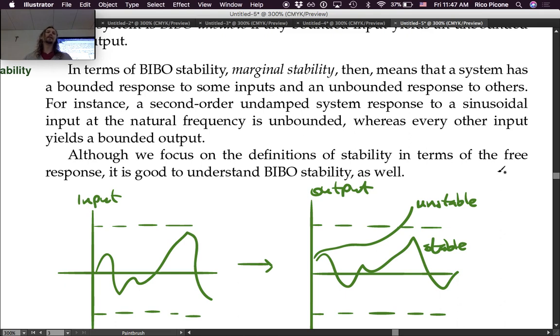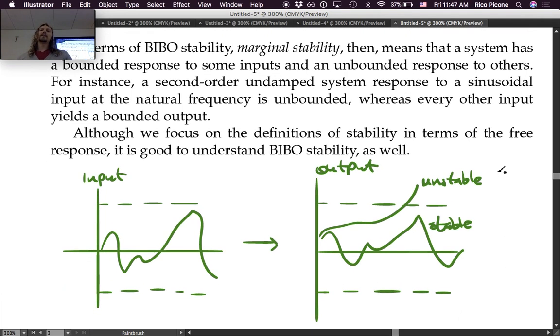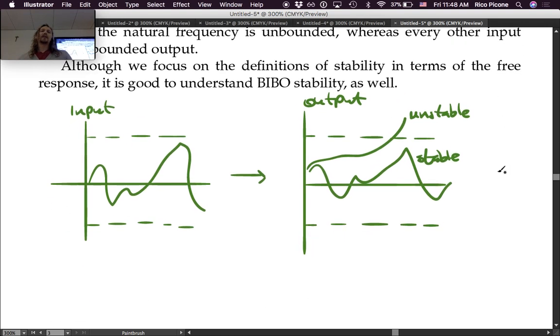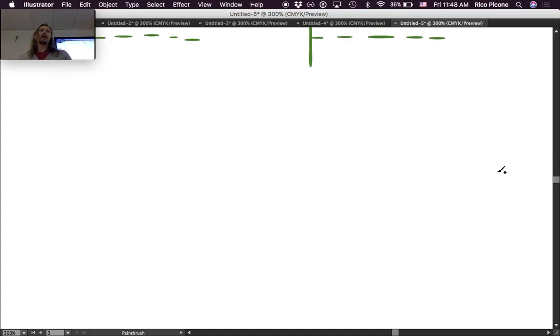Okay. So one example of that is a second order undamped system responding to a sinusoidal input at the natural frequency. Whereas every other input for that system has a bounded output. So the last thing I'll do is draw a little system that is like that. A second order system that has no damping, just a spring and a mass.